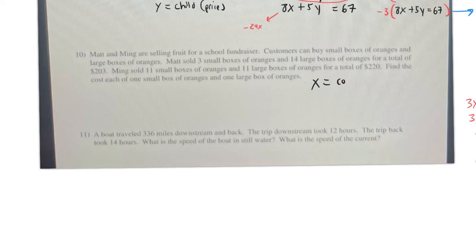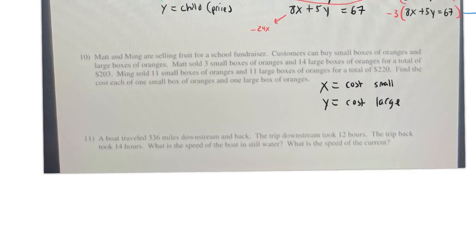X is the cost of a small box. Y is the cost of the large box. And once again, two equations that have to do with money. We'll focus on Matt now. He sold 3 small boxes, so that's going to be 3x plus 14y, and that's going to equal 203. Ming sold 11 small plus 11y, and that's going to equal 220.